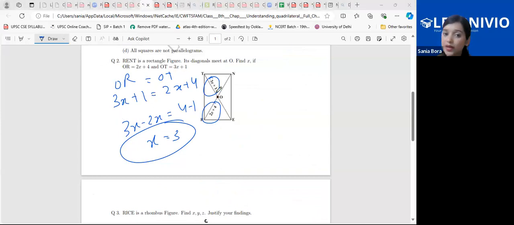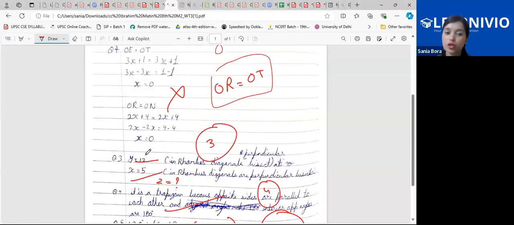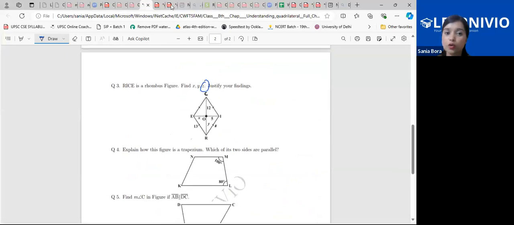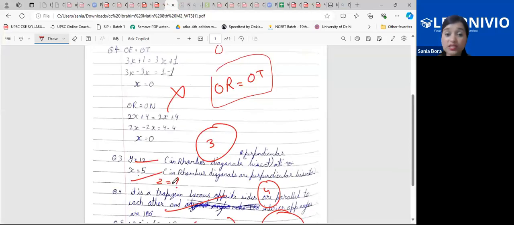So here you will compare it and then once you compare, you will get the value of x. Clear? In the next question also, you write it this. But read the question. The question says that you have to find x, y, z. You only got x and y. What about z?